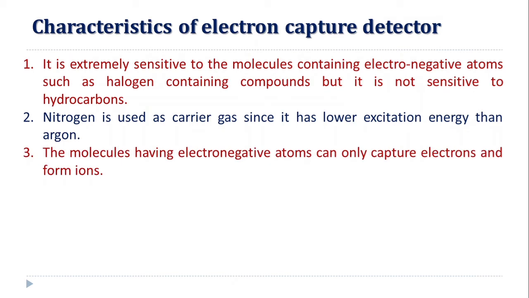The molecule having electronegative atoms can only capture the electrons and form ions. So this is the limitation again. That is, the organic molecules or inorganic substances having electronegative atoms can only capture the electrons and can only give the response for this electron capture detector. Otherwise, the other molecules like hydrocarbons are not forming negative ions. So again, the current will be a steady baseline because there is no absorption of electrons. So the electron capture detector will not be useful over there.